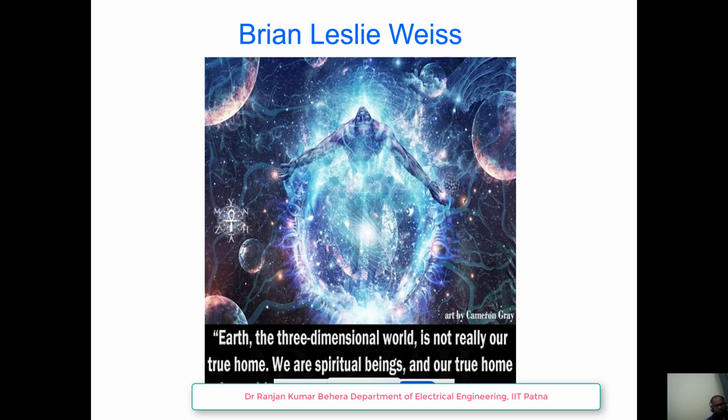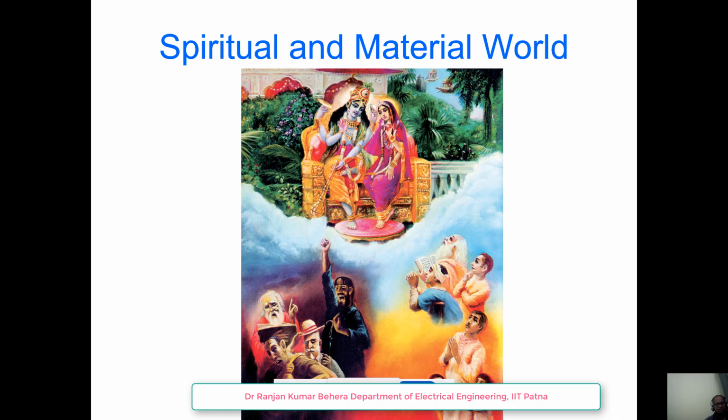If you see, these universes are constructed and maintained, and the earth, the three-dimensional world, is not really our true home, because we are spiritual beings, and our home is in the spiritual world. For example, here, if you see the mode of ignorance, you go down, and with the mode of goodness, you can go up toward the spiritual. And this is the material world, and you can have Chit Jagat and Achit Jagat, the conscious world.